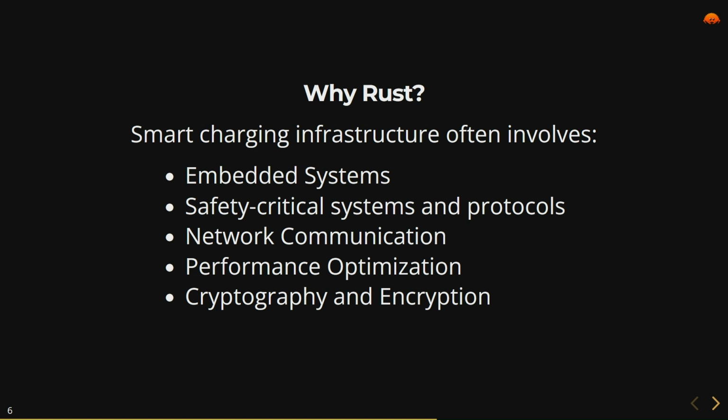Then cryptography and encryption. The Rust ecosystem provides cryptographic libraries that enable developers to implement secure encryption and authentication mechanisms. These libraries adhere to best practices in cryptography and are regularly audited for security vulnerabilities. So by using these libraries, developers can ensure secure communication, data protection, and authentication within the smart charging infrastructure.